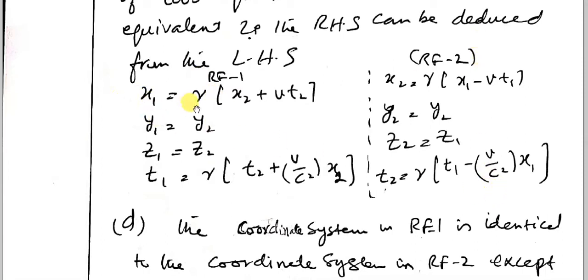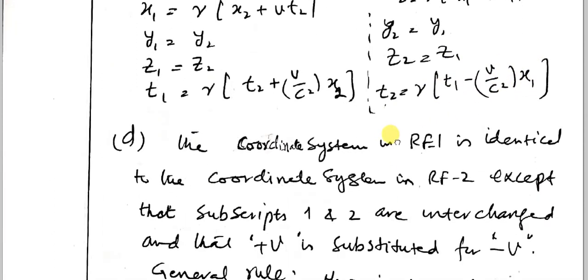x1 is equal to gamma times (x2 plus v t2), y1 is equal to y2, z1 is equal to z2, t1 is equal to gamma times (t2 plus v by c square into x2). In reference frame 2, x2 is equal to gamma times (x1 minus v t1), y2 is equal to y1, z2 is equal to z1, t2 is equal to gamma times (t1 minus v by c square times x1).